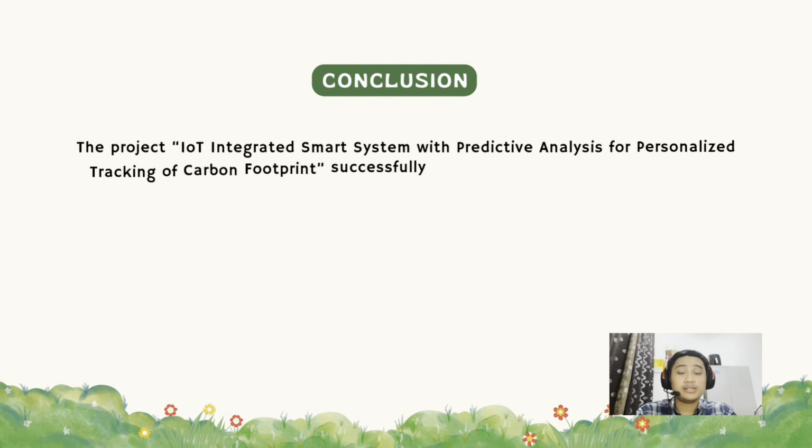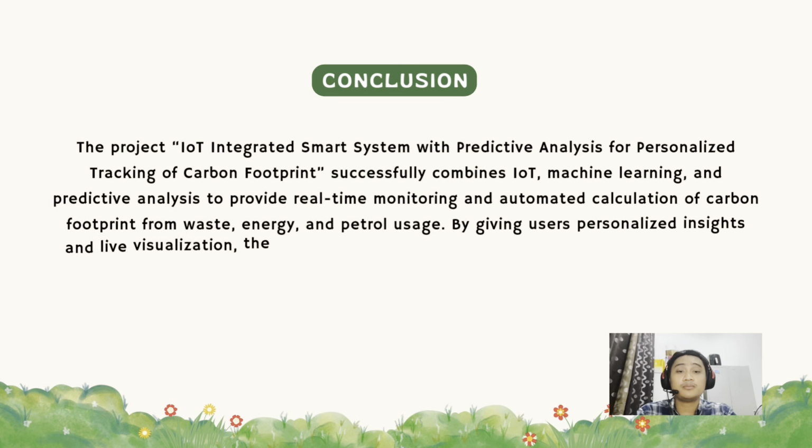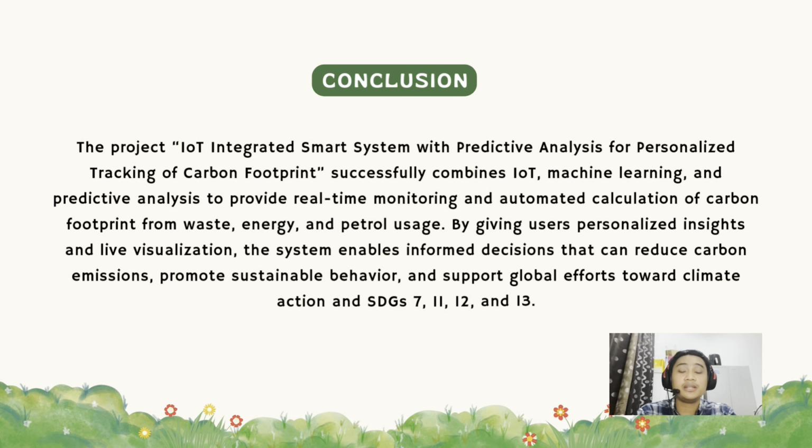In conclusion, in this project, I successfully combined IoT, machine learning and predictive analysis to provide real-time monitoring and automated calculation of carbon footprint for waste, energy and petrol usage, giving users personalized insight and live visualizations. The system enables informed decisions that can reduce carbon emissions, promote sustainable behavior, and support global effort toward climate action and SDG 7, 11, 12, and 13.